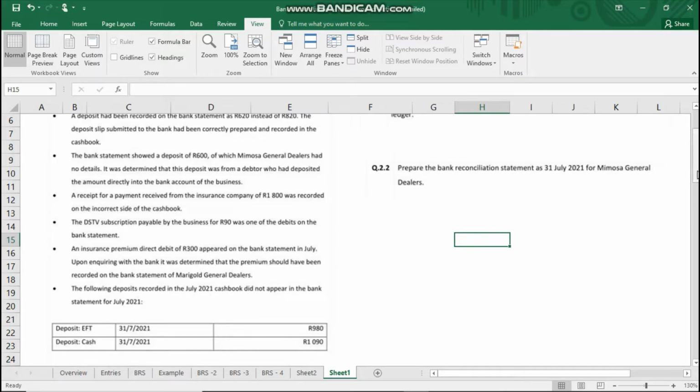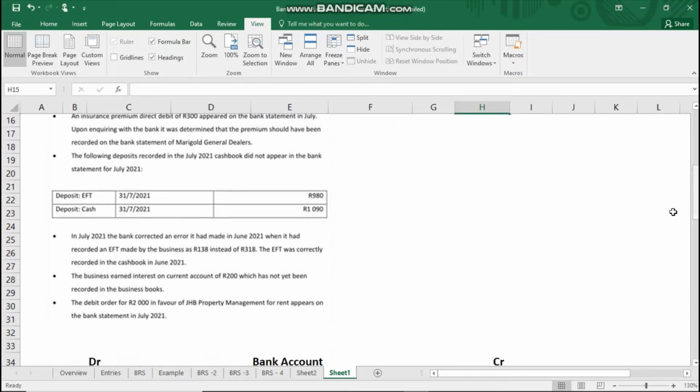Next is the following deposits recorded in July 2021 cash book did not appear in the bank statements. Okay, so there were some deposits that were recorded in our books but are not appearing in the bank statement. Okay, so that was done on last day of July, 31st July 2021. There was an electronic funds transfer of R980 and there was a cash deposit of 1090. So both were not appearing. So these two will appear as a reconciling item in our bank reconciliation as deposit in transit.